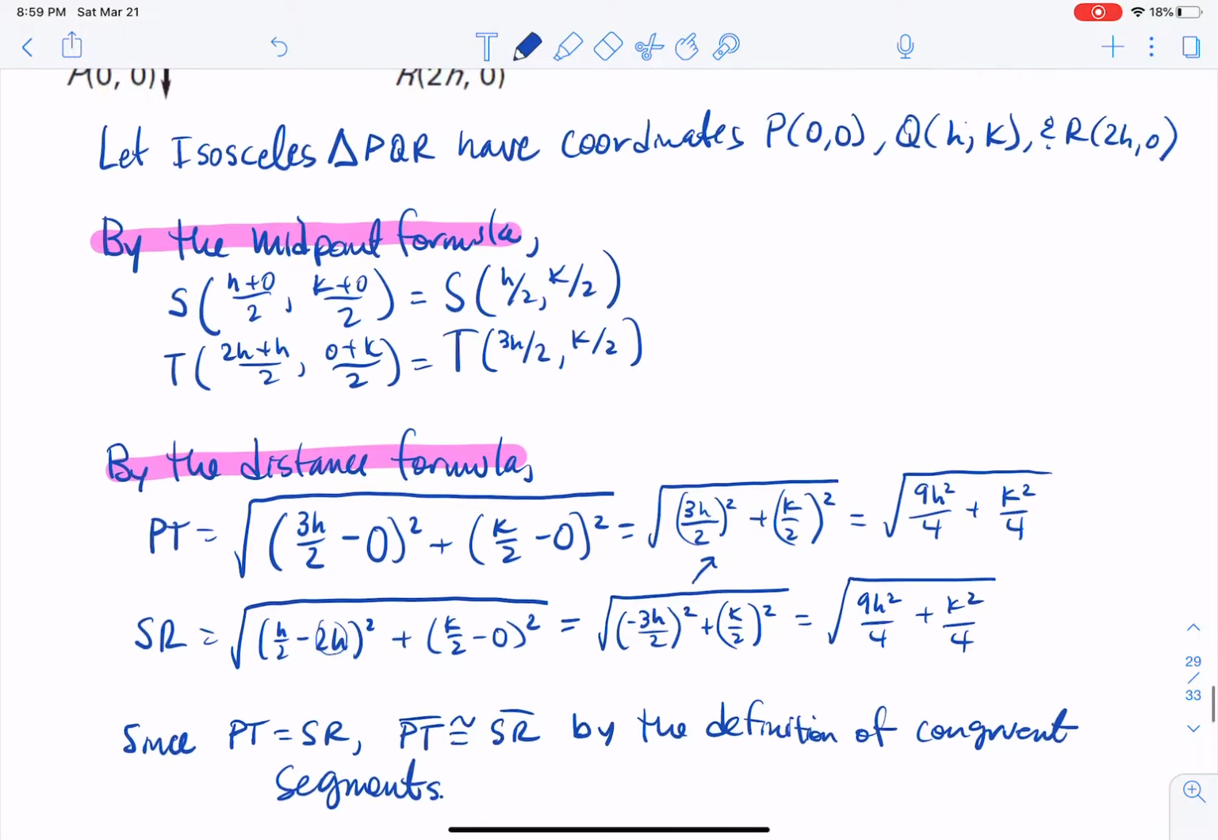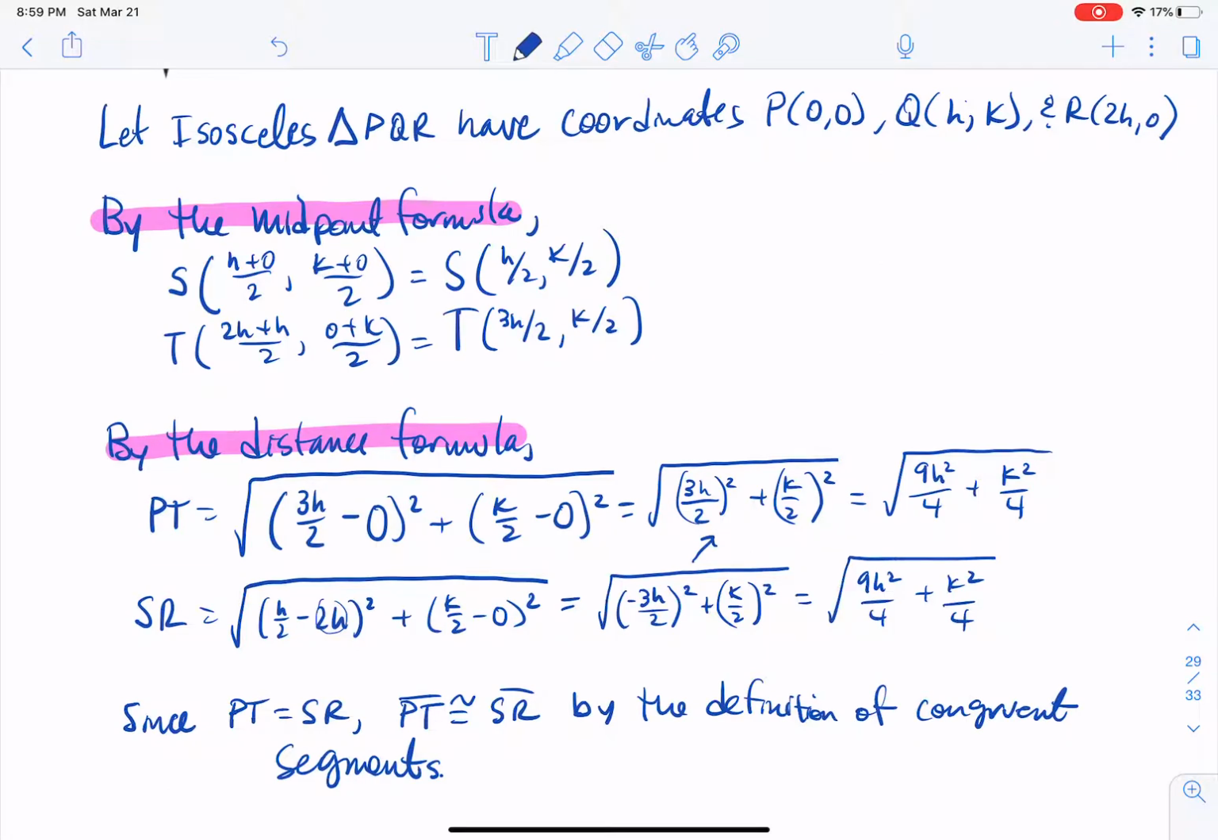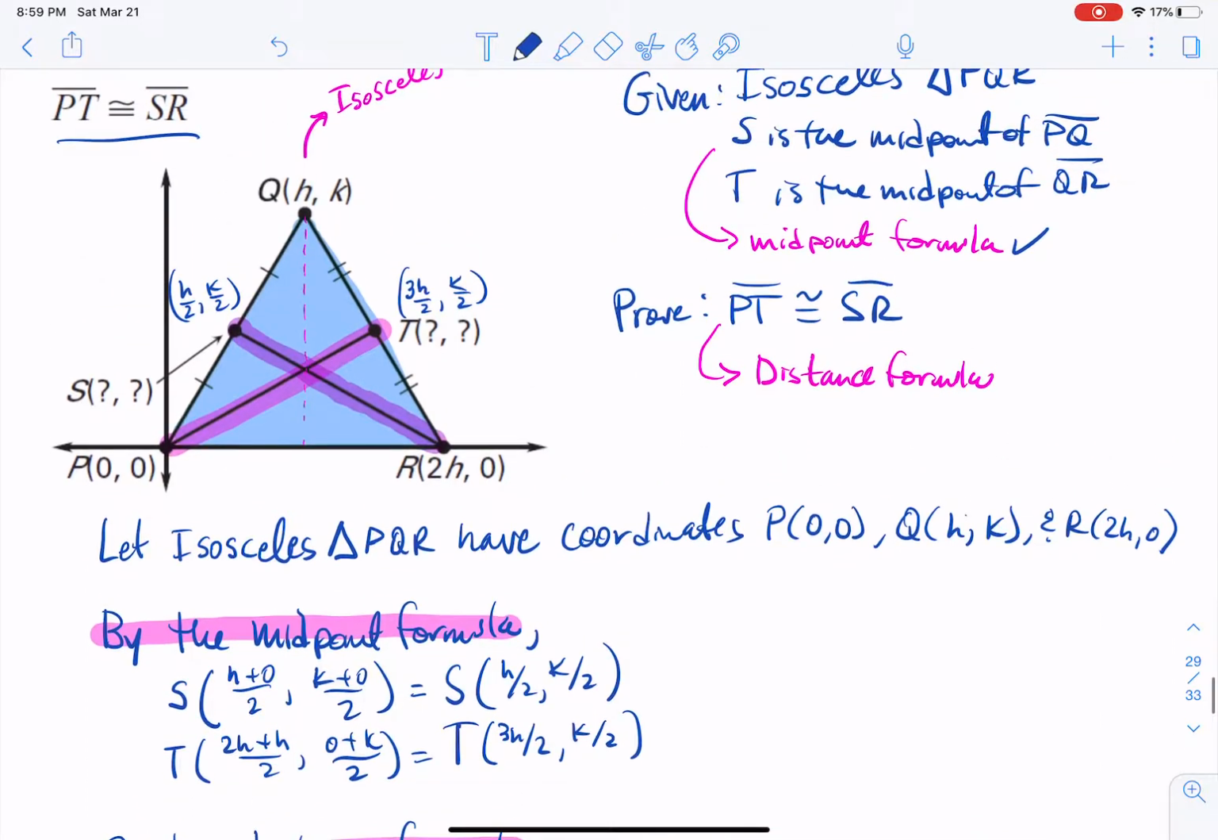And there you have it. There is your first official coordinate proof. What did you think? All right, so again, let's kind of recap here.